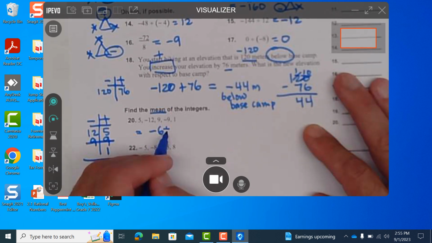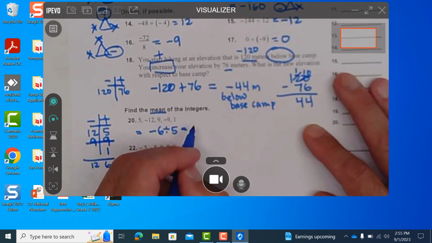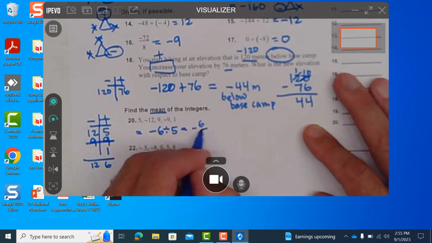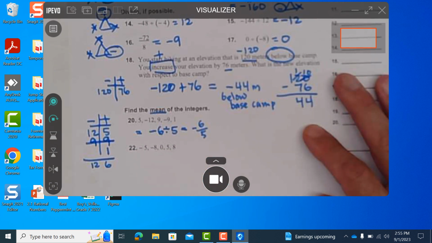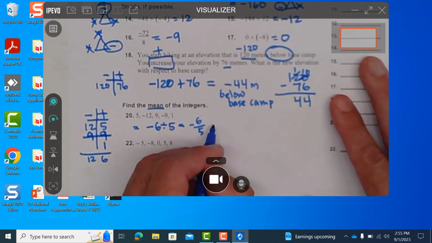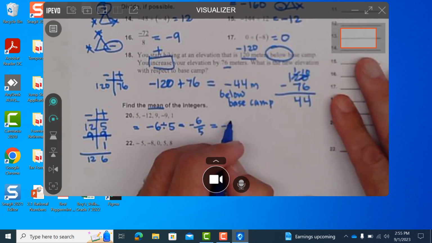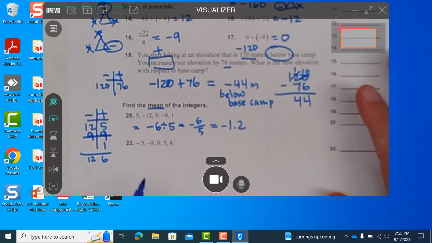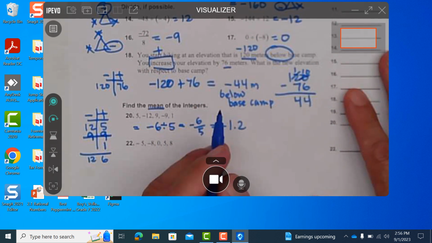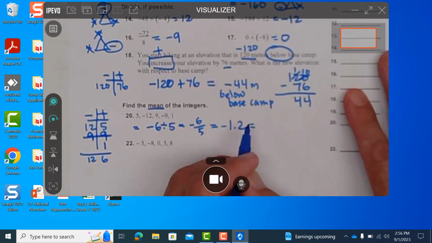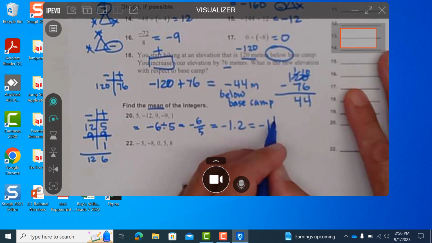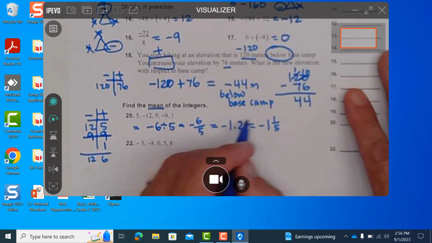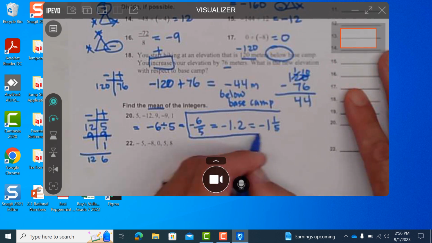And we're dividing by 5, so we can create an improper fraction, negative 6 over 5. You could divide 5 into 6, and that would give you negative 1.2. Or you can make a mixed number that could also equal negative 1 and 1/5. So any of those 3 answers will work.